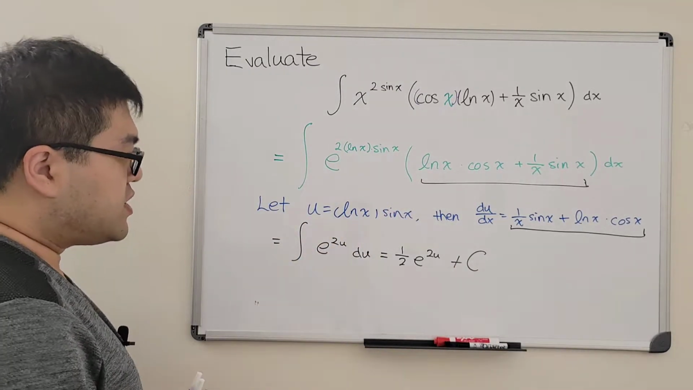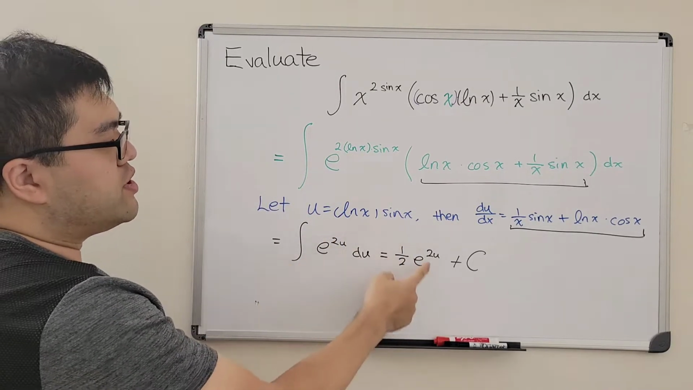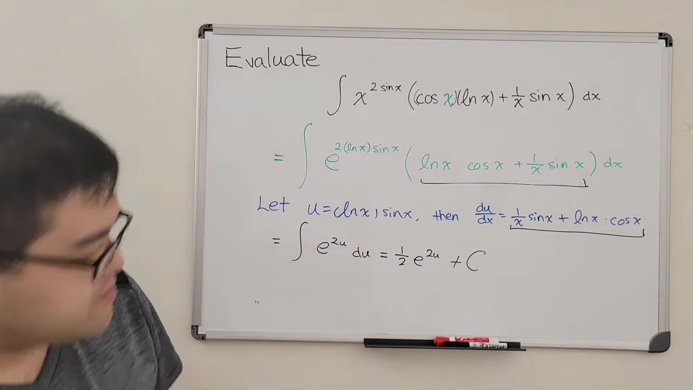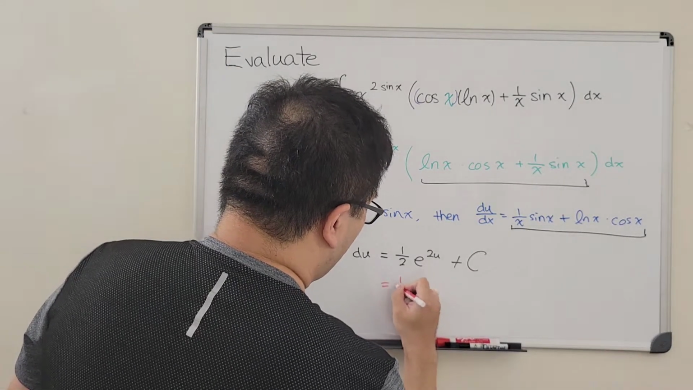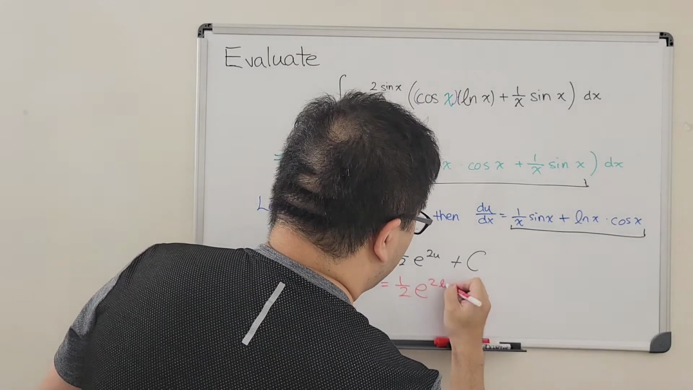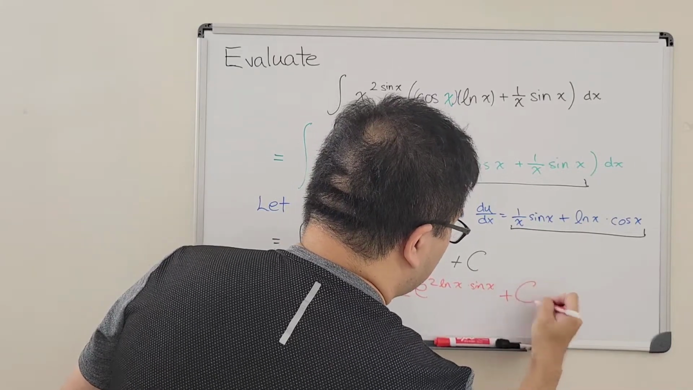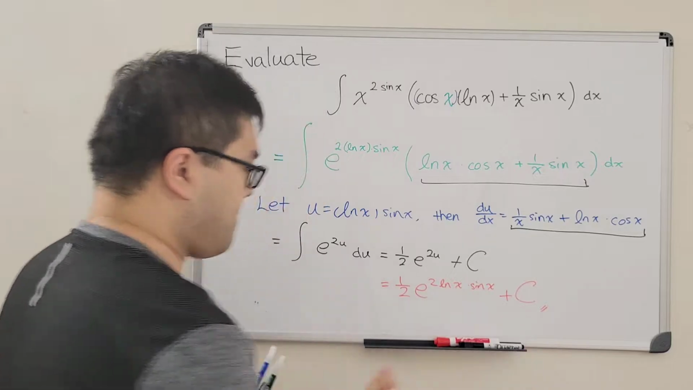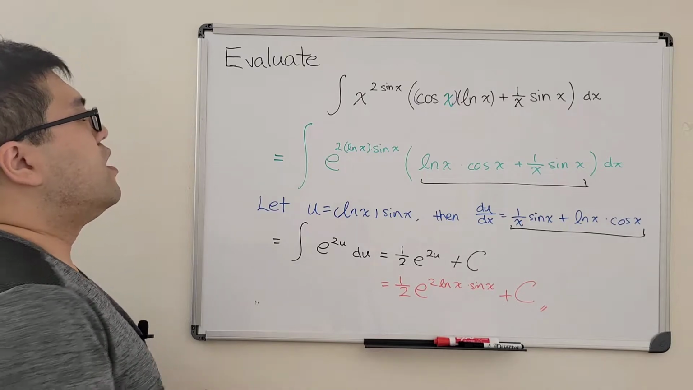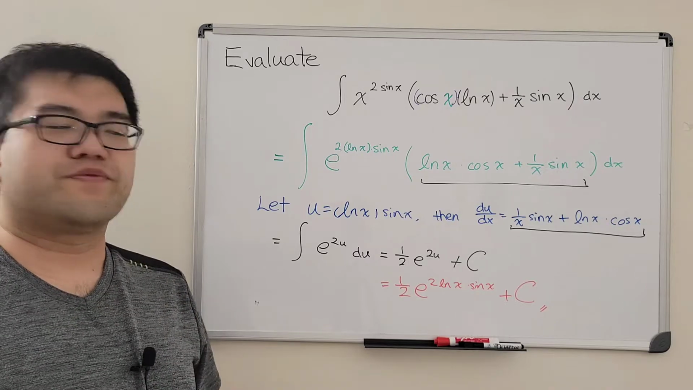Finally, since we started with not u but x, we just need to substitute back what u is referring to. So we get 1/2 times e to the 2 times ln x times sine x, plus c. And this is the final result of this integral. Pretty cool, huh?